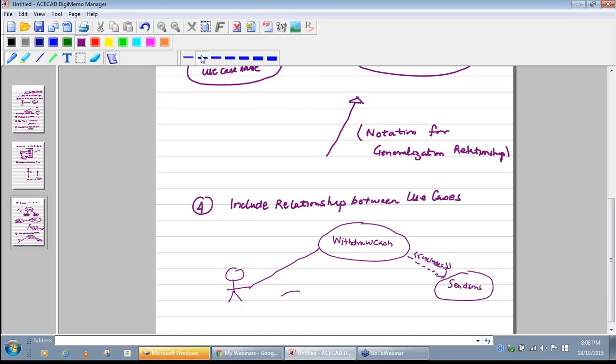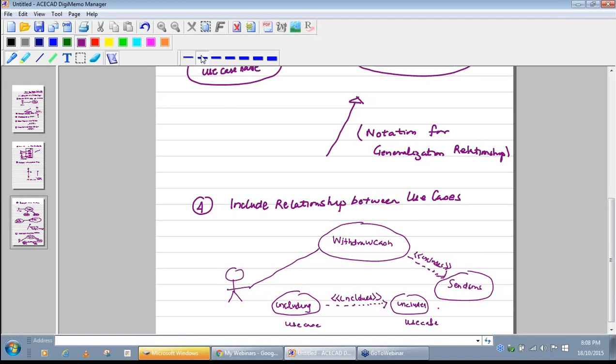So the notation is that of a dashed arrow, and on the dashed arrow, in guillemets, "includes" will be written, and the arrow will point towards the included use case and start from the including use case. So from the including use case, an arrow will point towards the included use case. So this is the fourth relationship, which is the include relationship between use cases.